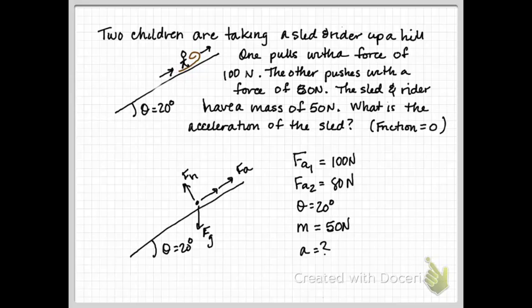Alright, so I have an example for you with two kids taking a sled up a hill. The sled has a rider on it. One is pulling with a force of 100 newtons and the other kid is pushing with a force of 80 newtons. The sled and the rider have a mass of 50 newtons. And the question that we're answering in this example is, what is the acceleration of the sled? There's a lot of different questions you can answer.